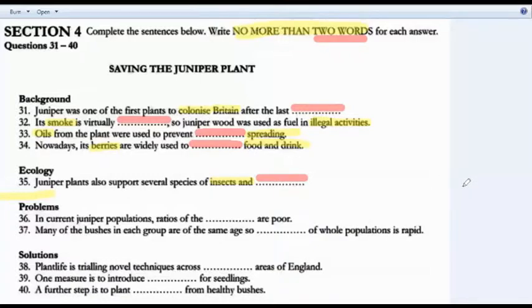Now, let's go ahead and listen to the script, and we will try to listen and catch the right answers for numbers 31 to 35. Here we go.